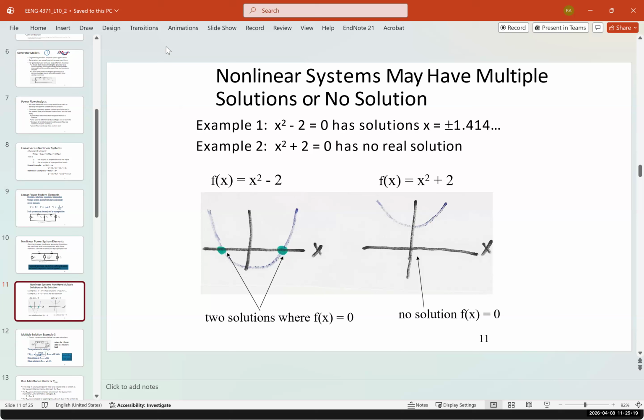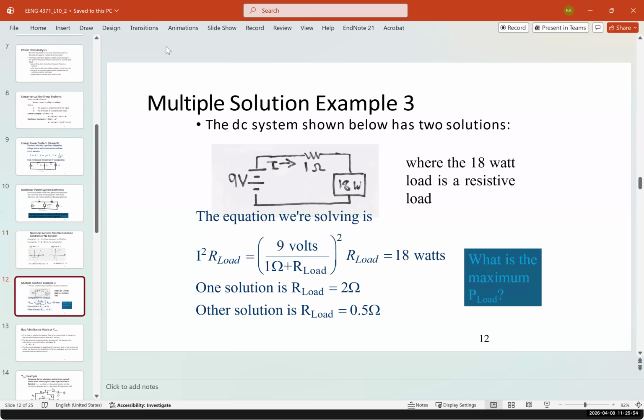Example number 1, x squared minus 2 is equal to 0. It has multiple solutions. The solutions are positive or negative 1.414, which is the left graph. You can see you have at least two. Sometimes you have multiple solutions. Sometimes you have close to infinite. Now, example number 2, x squared plus 2 is equal to 0. This one has no solution. So in a nonlinear system, you may have multiple solutions, or sometimes you won't have any solutions at all.